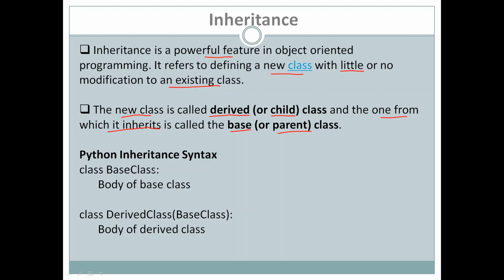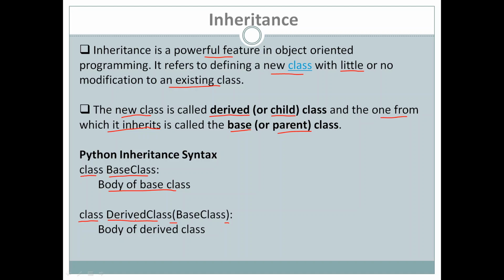Now let us look at the inheritance syntax in Python. Suppose we have a class with the name base class, and we have a body of the base class, some statements, that is, some variables and methods defined in the class. And we are defining one more class, a new class. The name of this class is derived class, and this derived class wants to inherit the base class, and this inheritance can be done by using round brackets after the class name in Python.